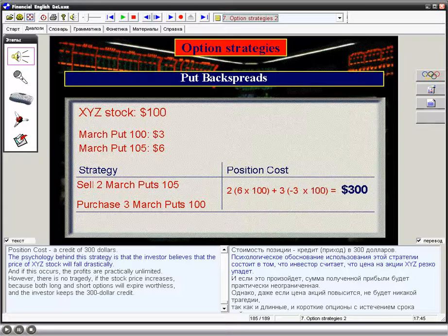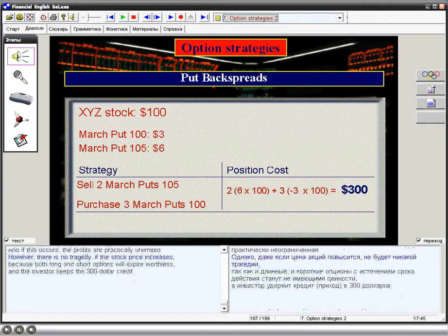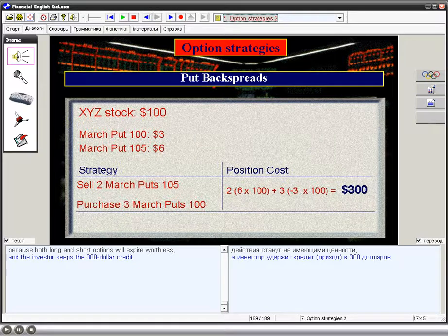The psychology behind this strategy is that the investor believes that the price of XYZ stock will fall drastically, and if this occurs, the profits are practically unlimited. However, there is no tragedy if the stock price increases because both the long and short options will expire worthless, and the investor keeps the $300 credit.